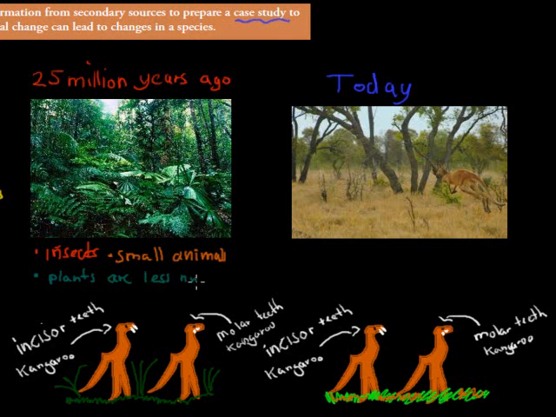So most animals that live in a rainforest environment, many of them are omnivores, so they eat not just plants but also insects and animals to make sure they get enough food. So you can imagine those kangaroos that lived back then, 25 million years ago. They had to be adapted to that environment to be able to eat insects and animals properly.